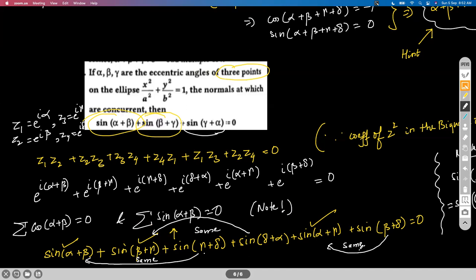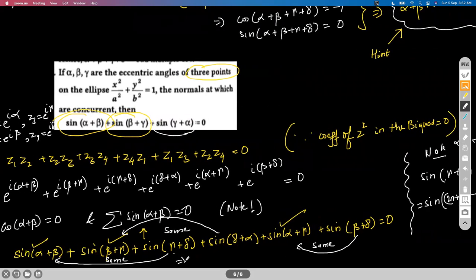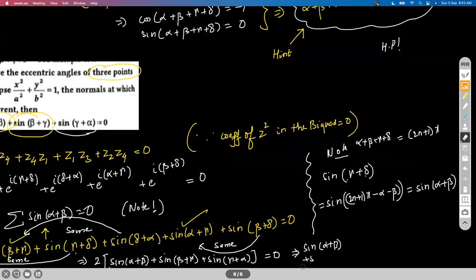In short, you have written the three ticked terms twice here. Are you getting my point? Which means you have written two times sine alpha plus beta, sine beta plus gamma, and sine gamma plus delta, and you're claiming it to be zero, which means drop the factor of two. So which means sine alpha plus beta, let me just drag it over here a bit. I think I have space.